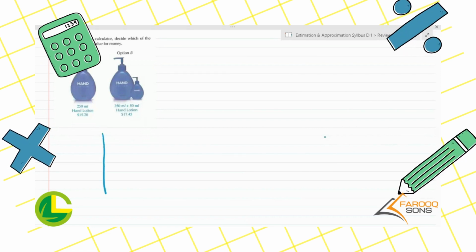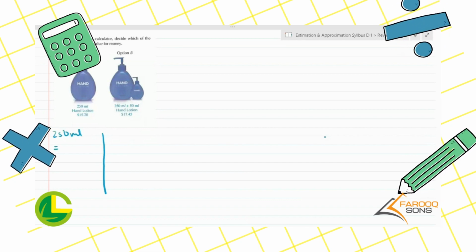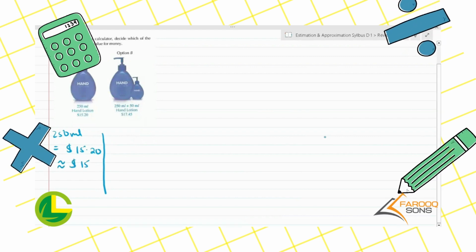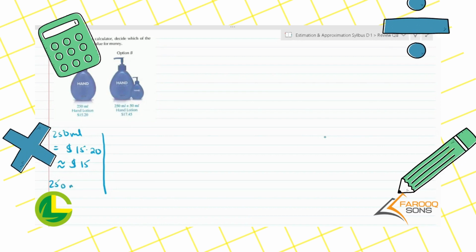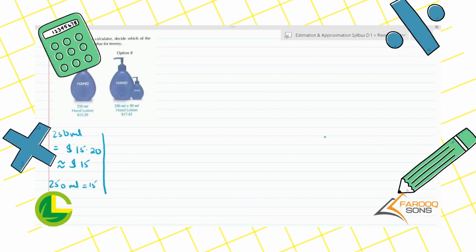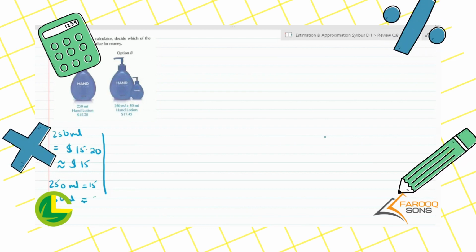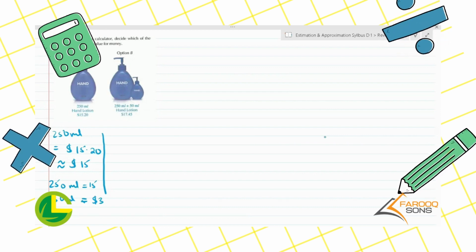For the first one, the 250 ml is for $15.20. When you round this off, we can easily say that it is $15. If 250 ml is for $15, then is 50 ml for $3? Right, we divide both the numbers by 5.